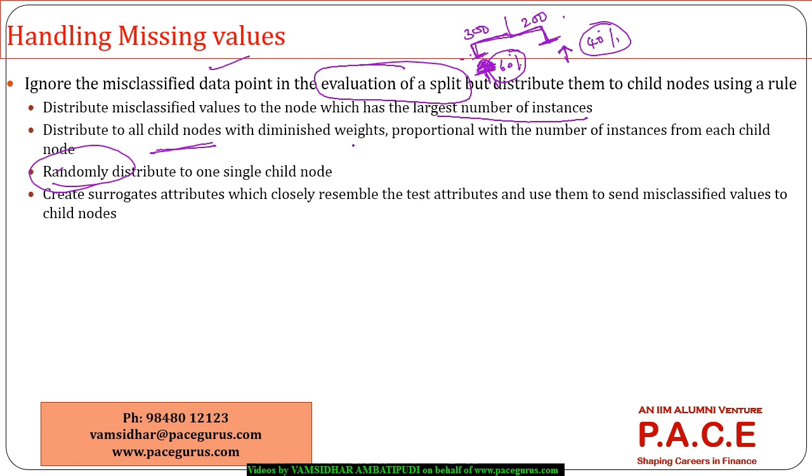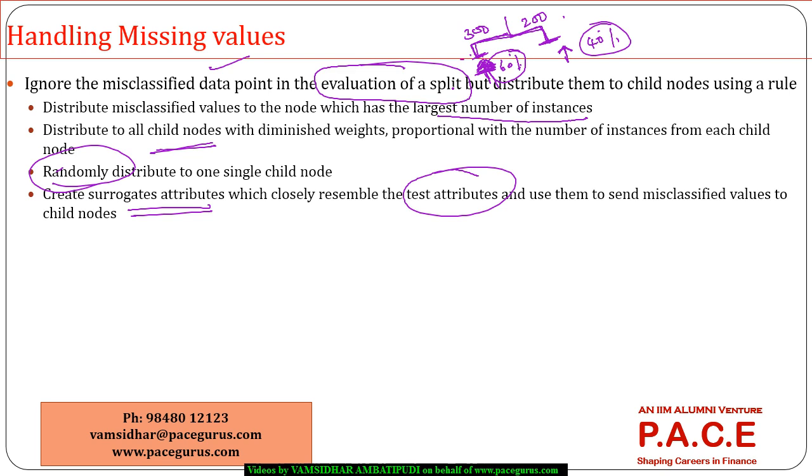Or there could be a complete random, so there is no logic behind which one would be selected for which group. It's random. Or create surrogate attributes. This is one more thing that is possible with some algorithms. They create surrogate attributes which closely resemble the test attributes. So we try to find which record is very close to this particular record, and directly use the values of that record, sending the missing valued records to that particular group.